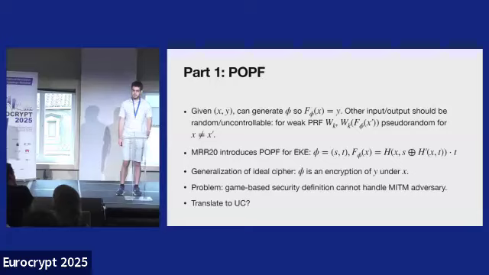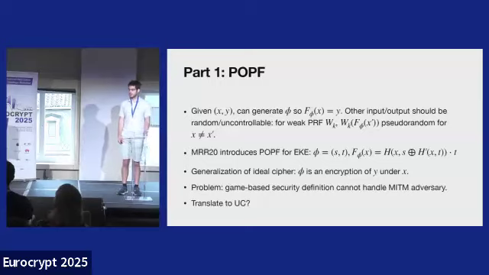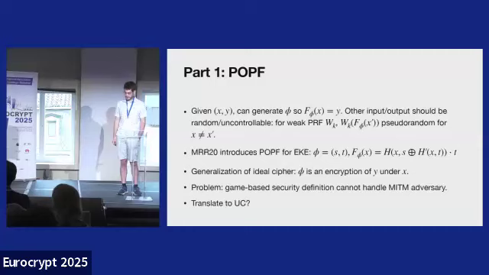And you should think about a POPF as a generalization of an ideal cipher. In particular, this phi is basically an encryption of y under some key x. But the point is, unlike an ideal cipher, there's many possible ciphertexts you could choose. Because we weaken this, and this is just what we need from EKE. We don't really need that this is a permutation. And so we can weaken it a little bit and realize it more efficiently. So that's why we're doing this.